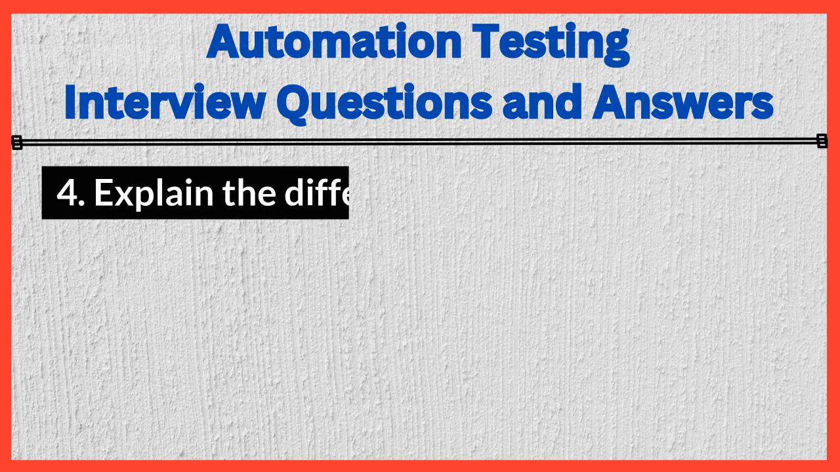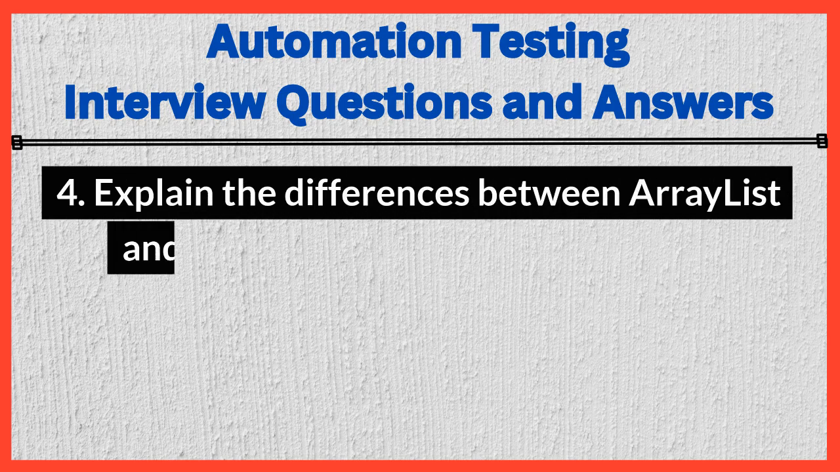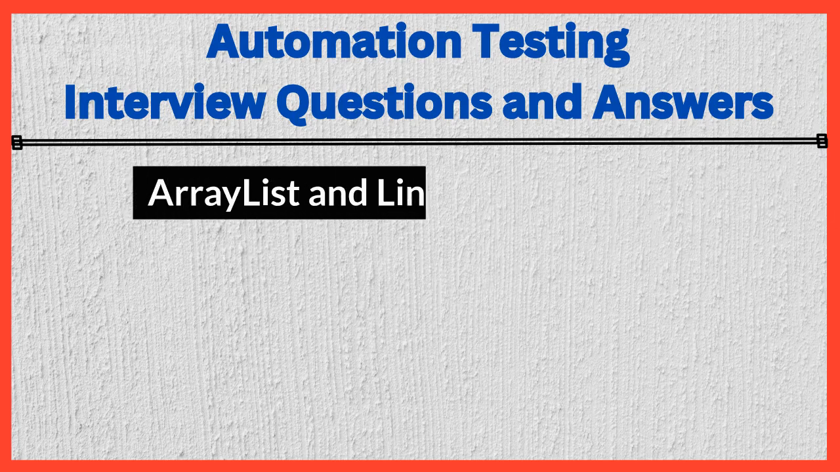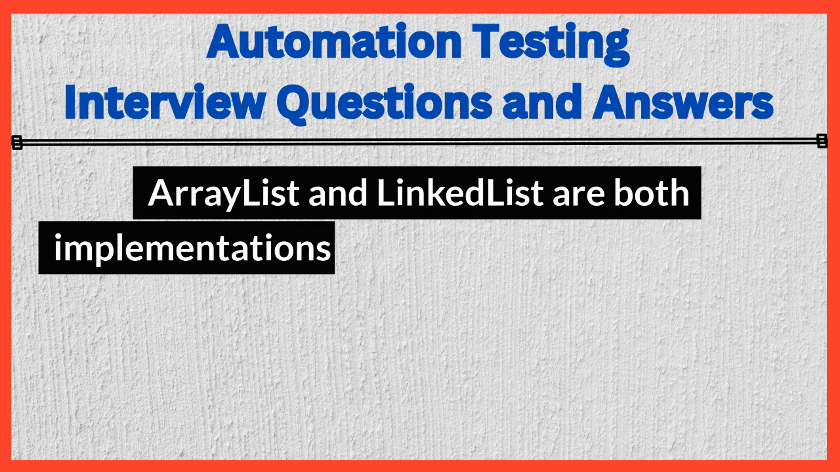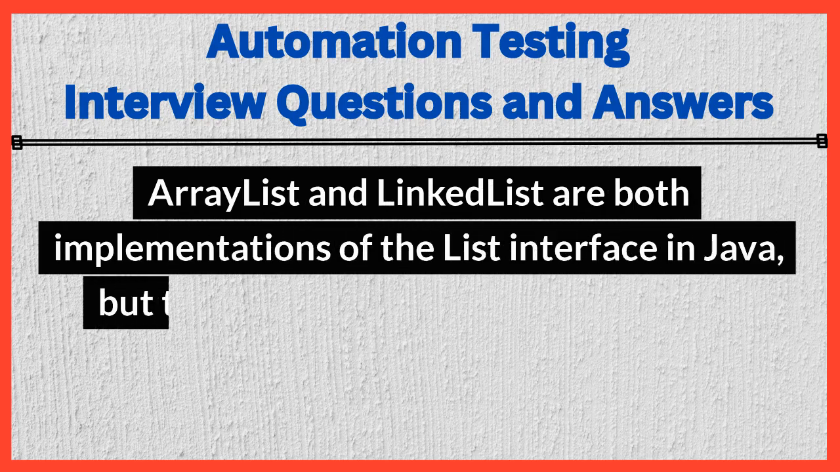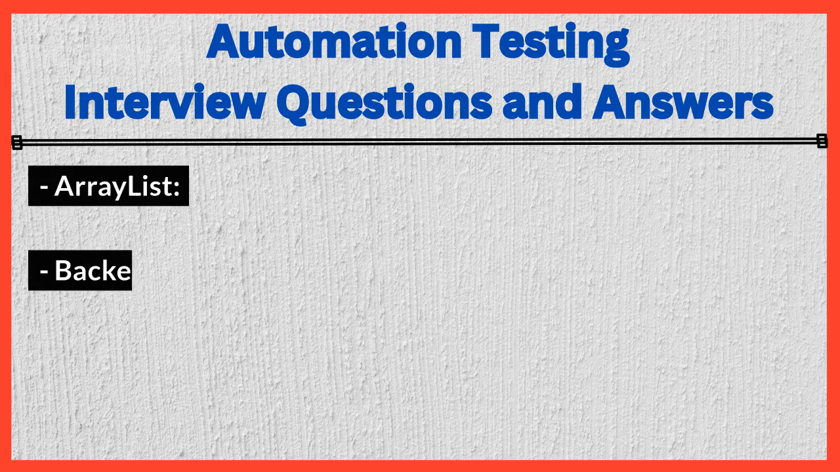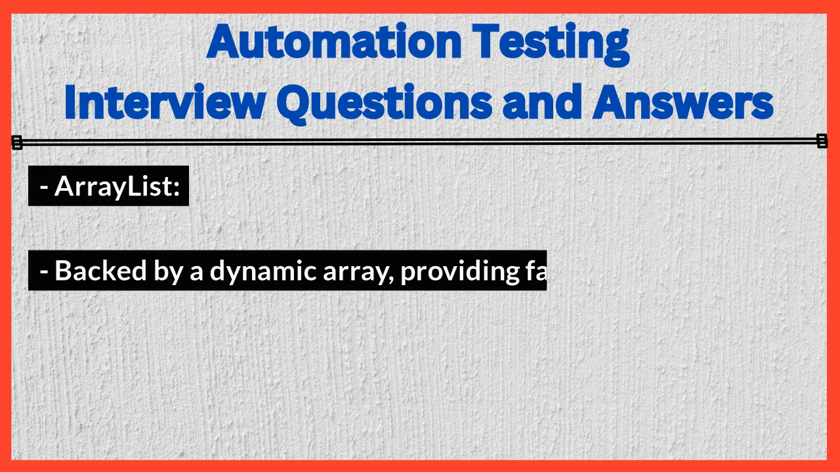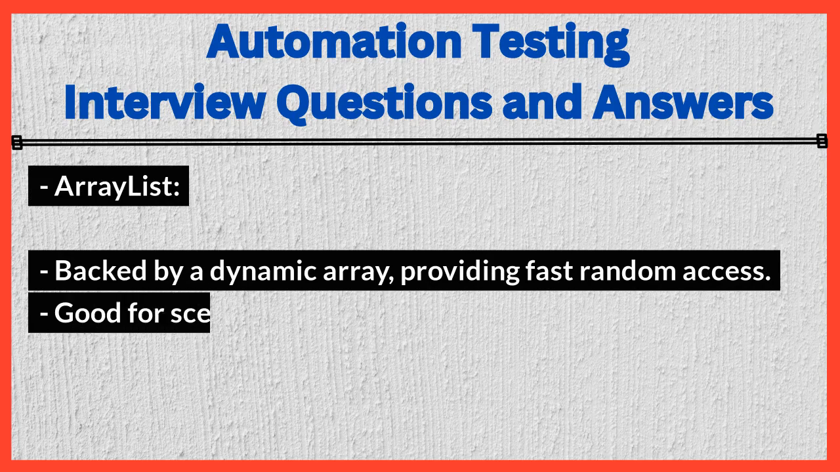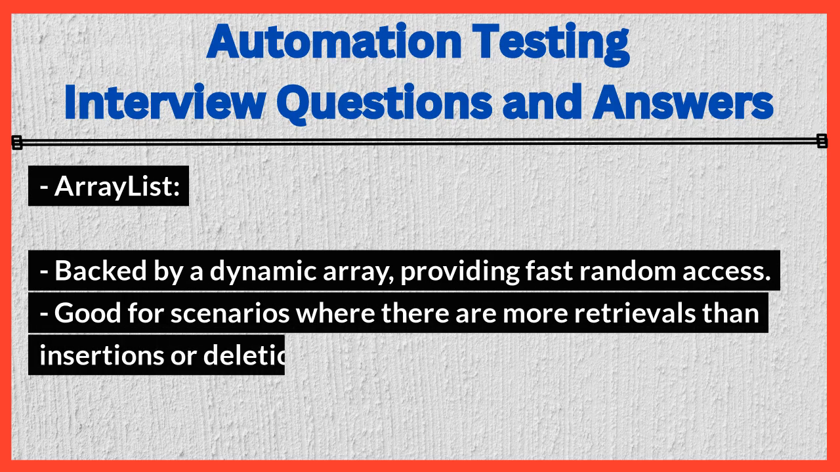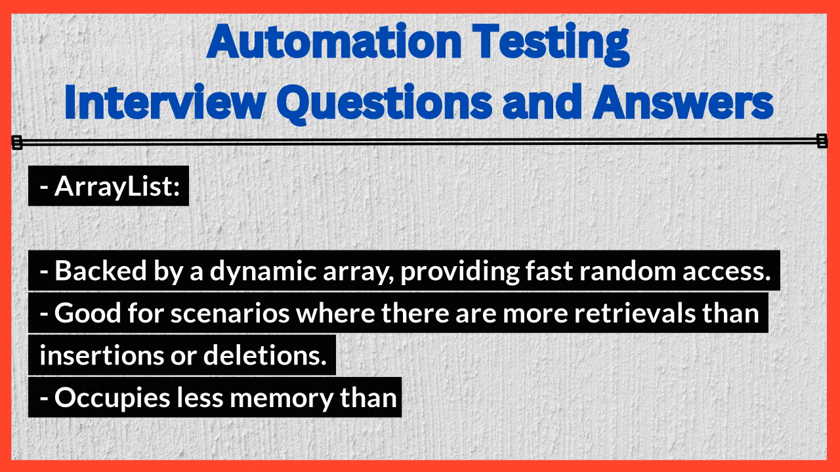4. Explain the differences between ArrayList and LinkedList in the Java Collections Framework. ArrayList and LinkedList are both implementations of the List interface in Java, but they have different underlying data structures. ArrayList is backed by a dynamic array, providing fast random access, good for scenarios where there are more retrievals than insertions or deletions, and occupies less memory than LinkedList.